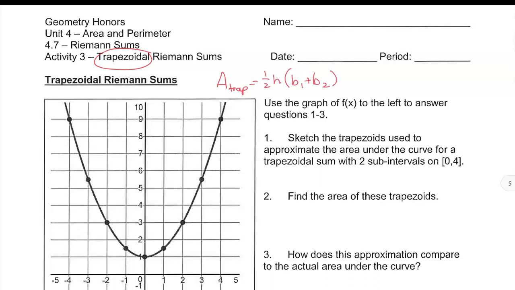To start off, we have a graph of the parabola again, and we're going to sketch trapezoids to approximate the area under the curve with 2 subintervals on 0 to 4. So 2 subintervals will be 2 trapezoids, and we're working on the interval from 0 to 4. So from 0 to 4, I have to fit 2 trapezoids in here.